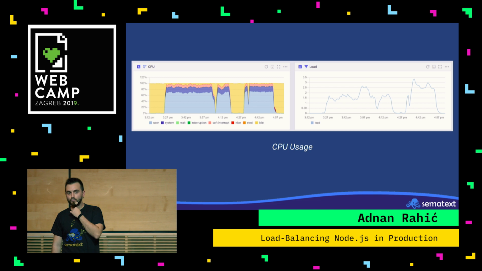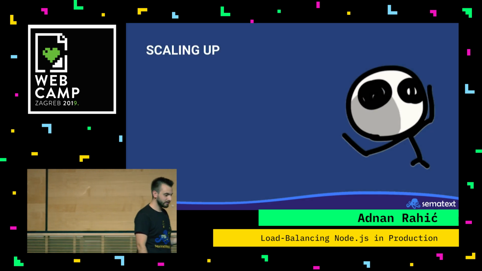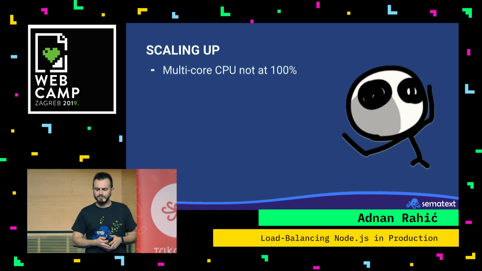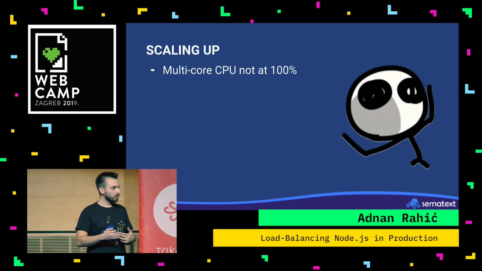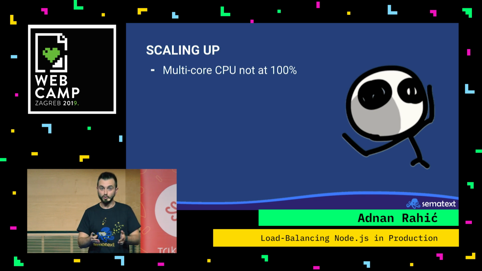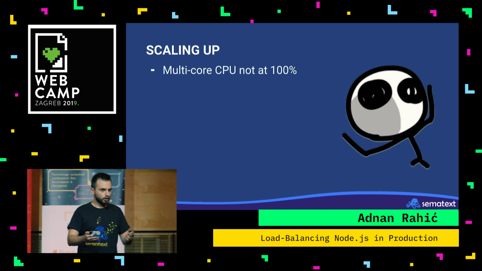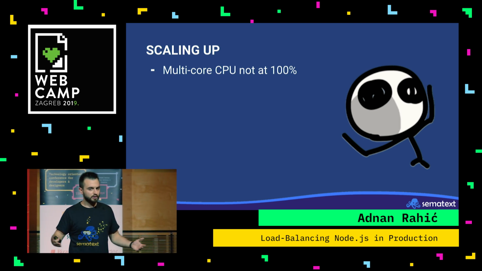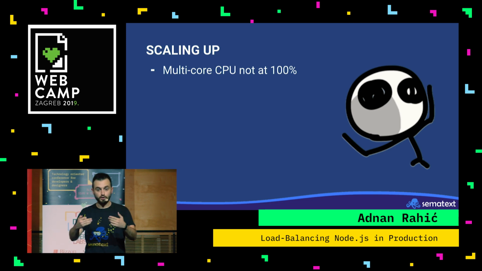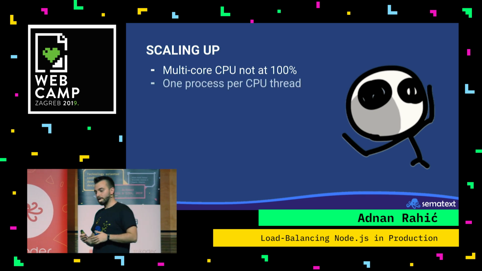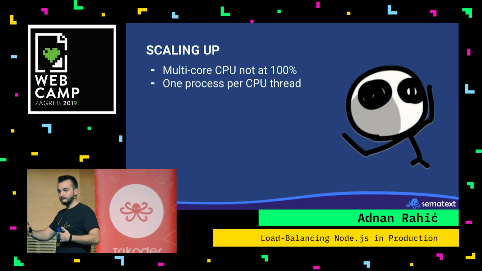Well, running Node.js by default on multi-core CPUs, it doesn't really run that well. Because Node is single-threaded, it can only run one process per CPU thread or per CPU core. So by default, on a multi-core CPU, Node.js will never run on all cores, meaning you'll never have the full utilization of your processor. So what Joe needed to do was to figure out a way of running one process per CPU thread.